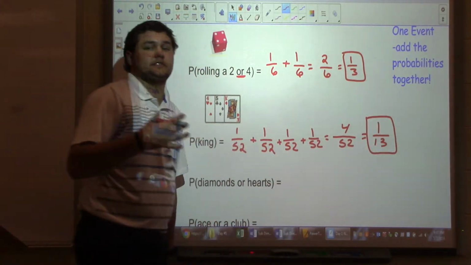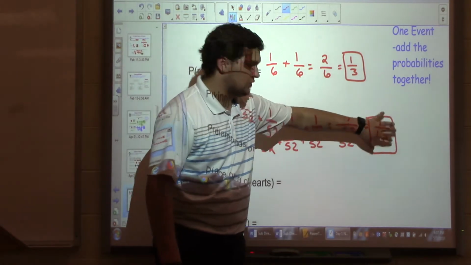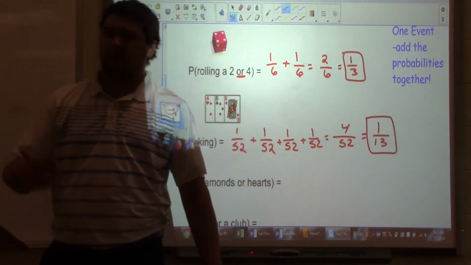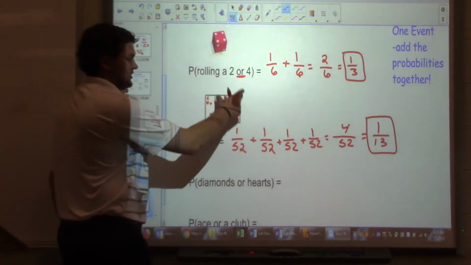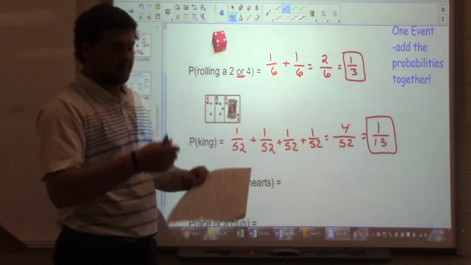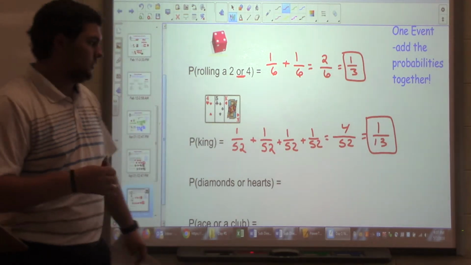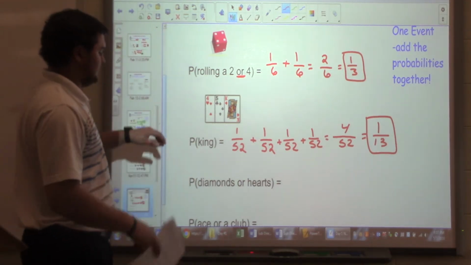Now, if you can go right to saying, hey, I know there's 4 kings out of 52 cards, boom, go right to the end. You don't have to do that whole step. That's just showing us that there are these 4 events that cannot happen at the same time. I can't pick a king of clubs and a king of diamonds if I'm picking one card at once. So, it ends up being 1 out of 13.